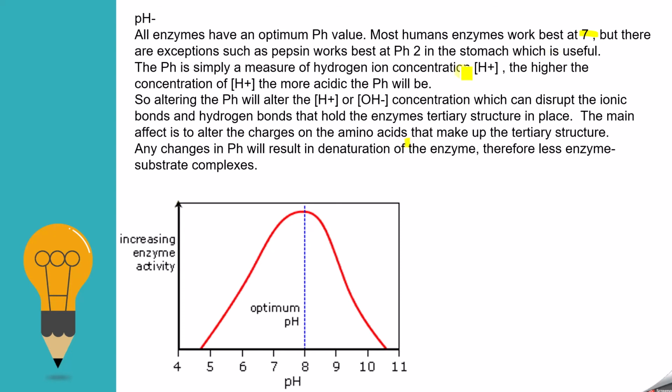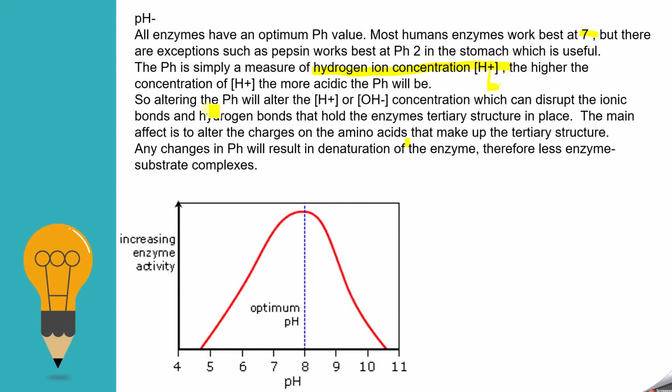The pH is simply a measure of hydrogen ion concentration. If you don't know what that means, it literally means the number of hydrogen ions you find in that environment. Now the higher the concentration, the more acidic it will be, so in other words, the lower the pH will be. Sorry, let me phrase that correctly: the more hydrogen ions you have, the more acidic it is, the lower the pH.